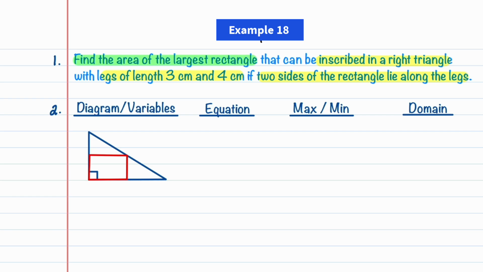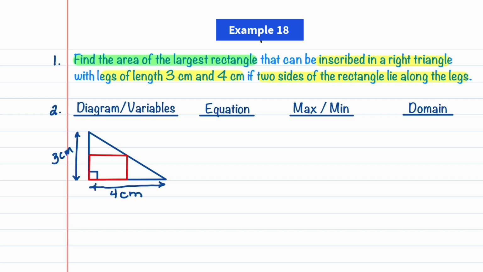And notice that I have already drawn our picture just to make things easier. We have a right triangle, and inscribed in our right triangle is a rectangle, and it has legs of length 3 centimeters. So this distance here is 3 centimeters and 4 centimeters. So this distance here is 4 centimeters.